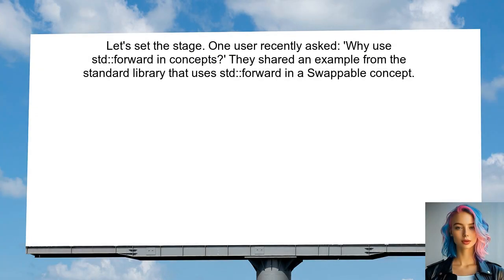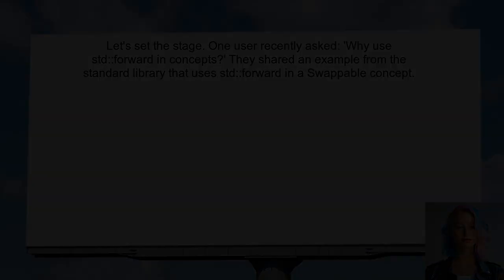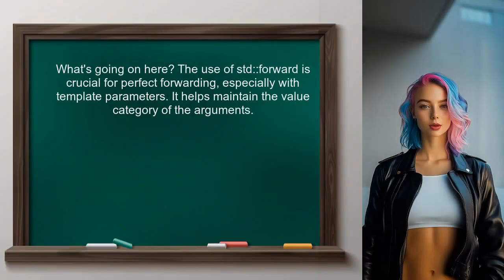Let's set the stage. One user recently asked, why use std::forward in concepts? They shared an example from the standard library that uses std::forward in a swappable concept. This raised questions about whether it supports reference types and why it seems to complicate things. So what's going on here?